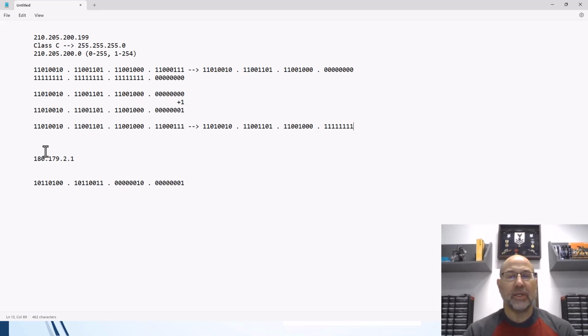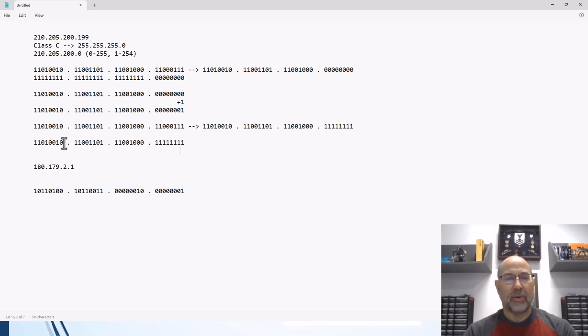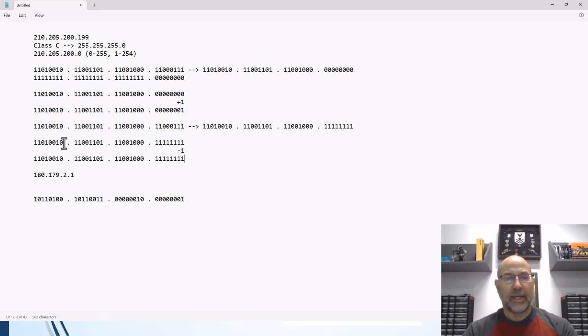Well, what is the usable addresses? Well, let's take this broadcast address, and what I'm going to do now is subtract 1. And what I get is that address right there. Well, this address is actually 254 right there. So that's how all of this works. So that's how you work through an example.